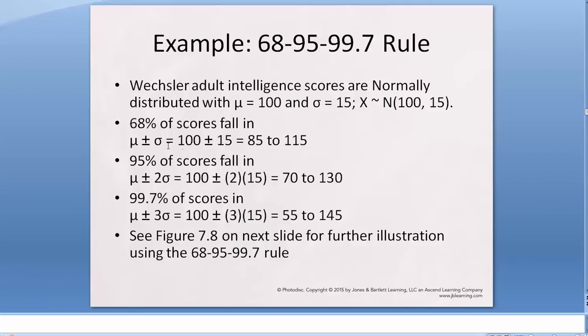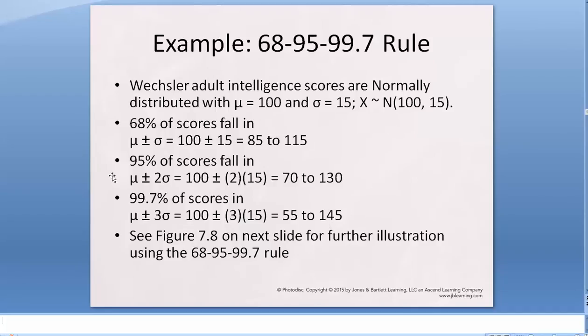So what it is saying is this is a range. The left boundary is 85, the right boundary is 115. So 68% of the observations fall within 85 and 115. Likewise, you can calculate the 95% range: 100 plus or minus twice sigma works out to 70 to 130, and then 99.7% will be between 55 to 145.